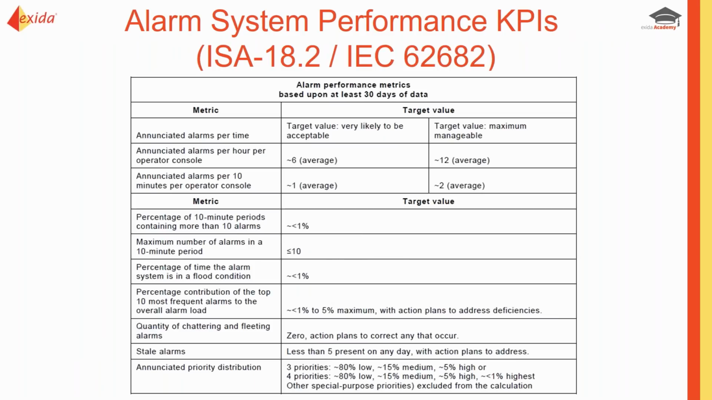And then last but not least, the performance assessment. And here we see the recommended KPIs or measurement areas that are highlighted in the ISA 18.2 standard and in the IEC standard as well. And you can see things like the number of alarms that the operators get, how often you're in an alarm flood scenario. There's also metrics related to nuisance alarms. And we're going to look at each of these metrics to understand why they're important next.